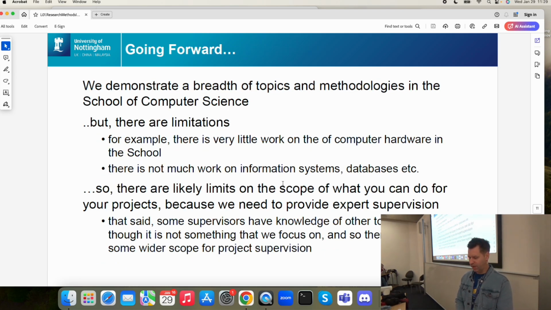So sometimes we have a lot of different methods, a lot of different topics, but it is possible that you have an interest that doesn't have a specialization in the school. That could happen. For example, if you have a special interest in hardware, there aren't many people in the school that study hardware. So there are some limits on the subject you can study for your dissertation. But sometimes academic supervisors will supervise topics that they're not experts on too. So it's a negotiation process, really.